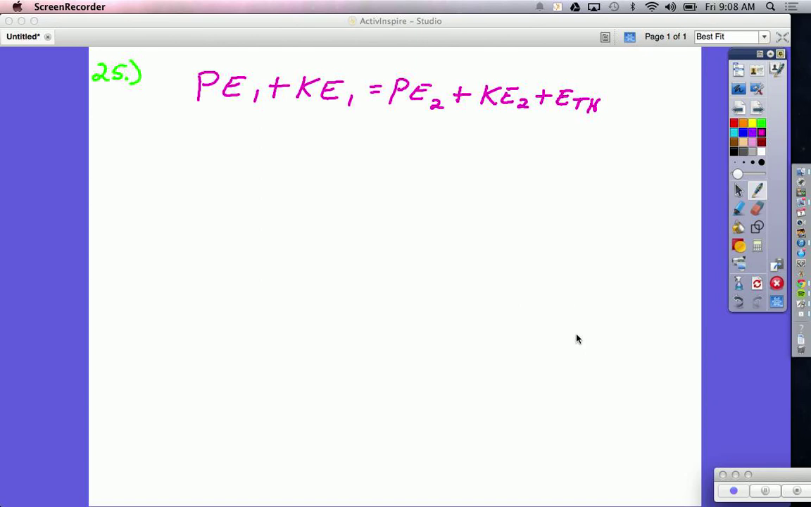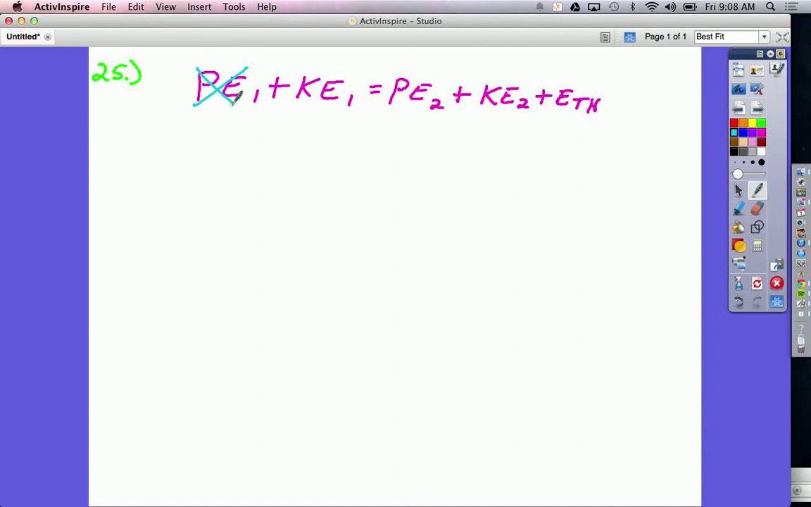Now we're going to start with our energy equation. We've got potential energy 1 plus kinetic energy 1 equals the potential energy 2 plus kinetic energy 2 plus the thermal energy. And now we have to cross out any energies that do not belong. Initially, we know that it's going to have no potential energy due to gravity because the bullet is not going up or down in this problem. It's staying at the exact same height. So I can cross out the initial potential energy.